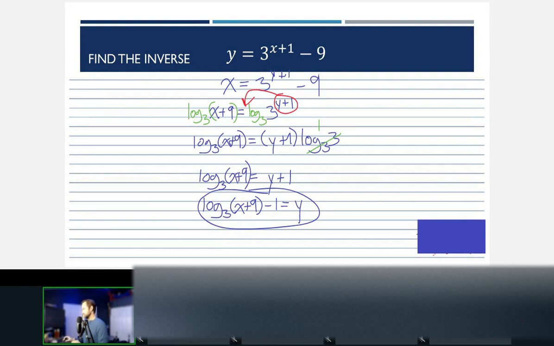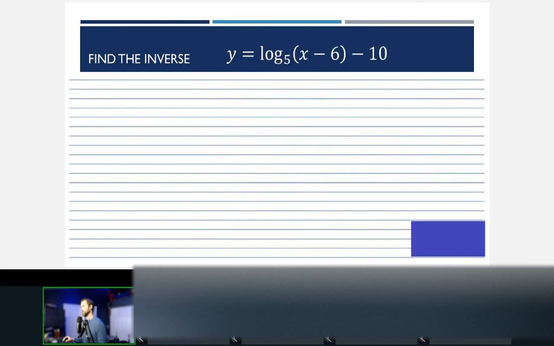And let's see if we're correct. And we are. Y equals log base 3 of x plus 9 and then minus 1. Perfect. Not too bad, right? Just learning these new operations, right? This part is not bad. Well, it doesn't get worse, probably.